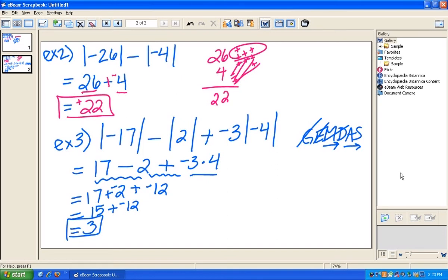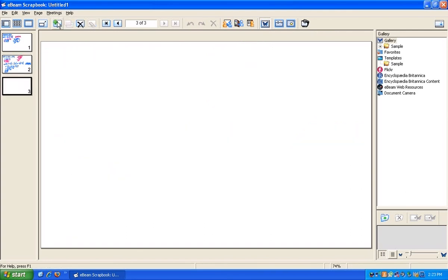Okay, so we're going to try a couple more samples. This time, our example 4 is going to have some variables. One of our samples with variables says -b plus c. Over here, it gave us that b is equal to 18 and c is equal to -25.